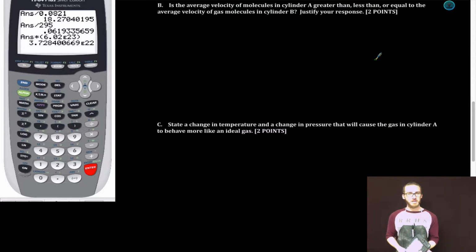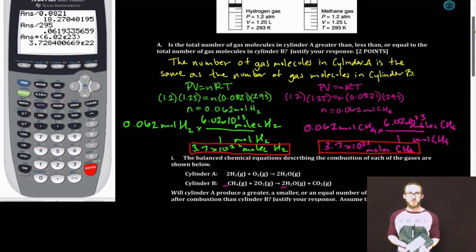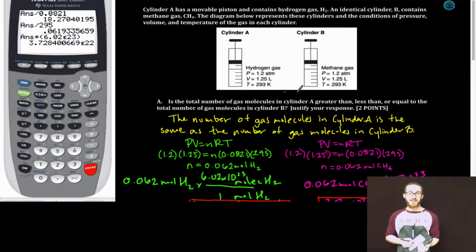Part B. Is the average velocity of molecules in cylinder A greater than, less than, or equal to the average velocity of gas molecules in cylinder B? Justify your response. Alright, now this is a commonly missed question. Let's go back up and take a look at our two cylinders. Notice that the gases are at the same temperature. And recall that temperature is a measure of kinetic energy. And because they're at the same temperature, they have the same average kinetic energies.